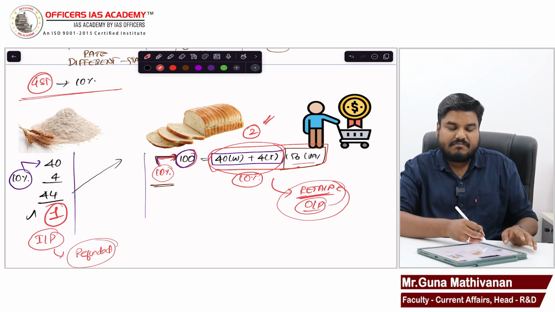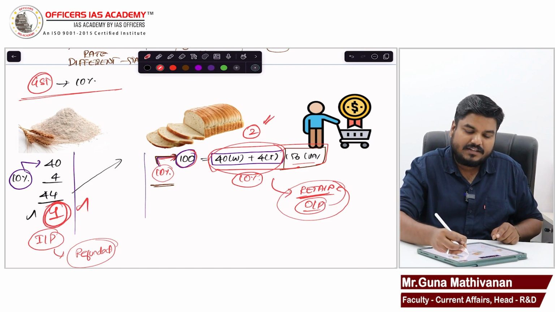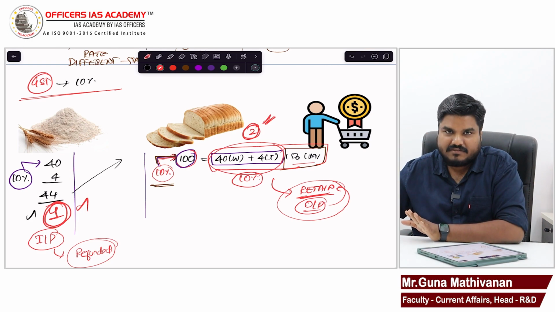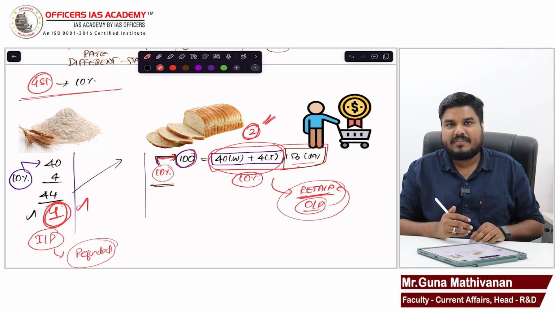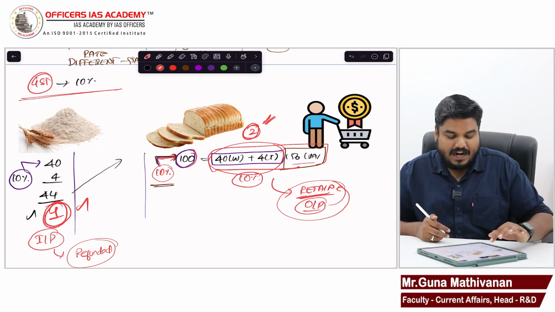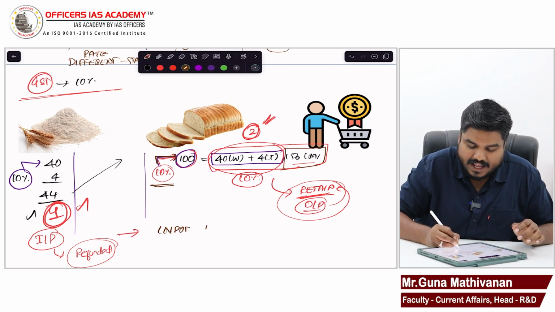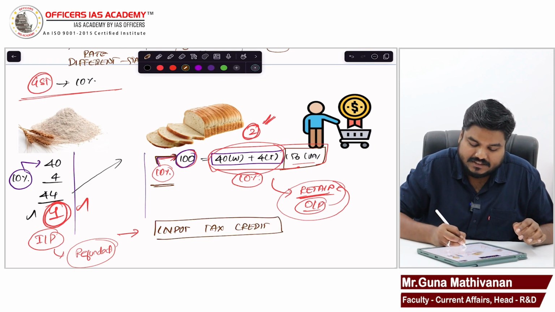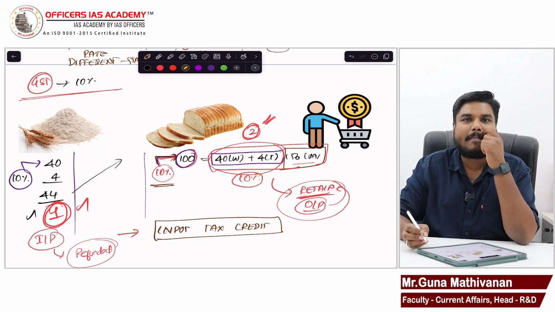So, in this example, wheat is taxed twice. Here, stage 1. Here, stage 2. The tax imposed on the stage 2, government will retain. The tax imposed on the stage 1, government will refund. That is, the input taxes will be refunded. And that refund is called as input tax credit. Since the input taxes are refunded, it is called as input tax credit.